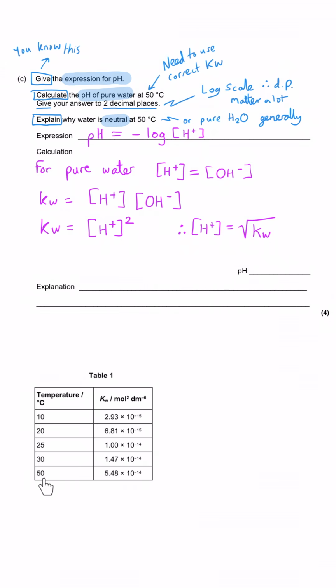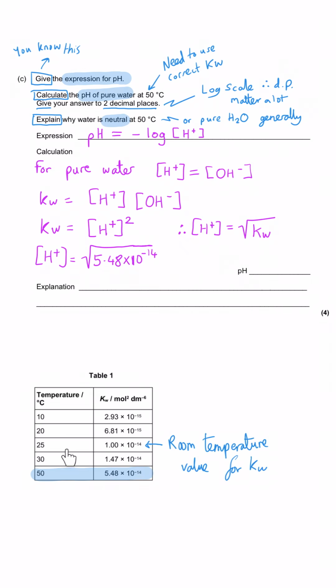At this temperature, 50 degrees C, the Kw value that we need to use is 5.48 times 10 to the minus 14, unlike at room temperature where the value is different. 1 times 10 to the minus 14 is what we take for standard Kw values if you've not been told anything different, but here we need to use this value for Kw.